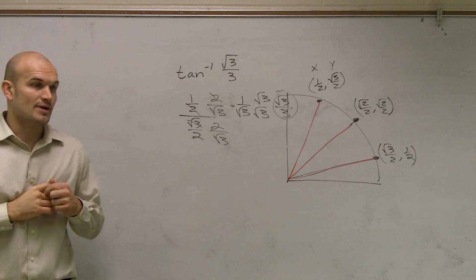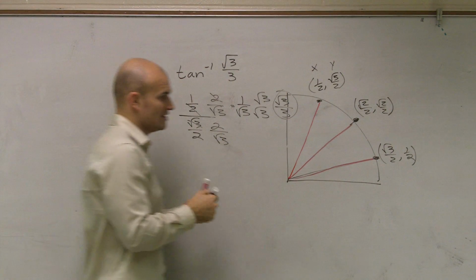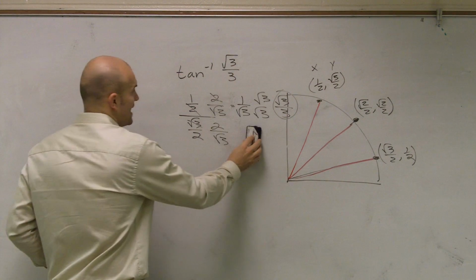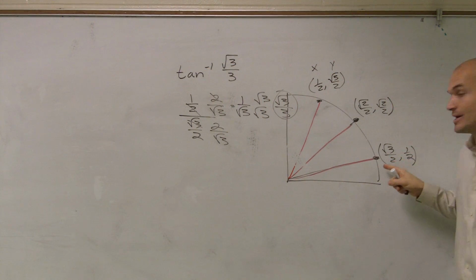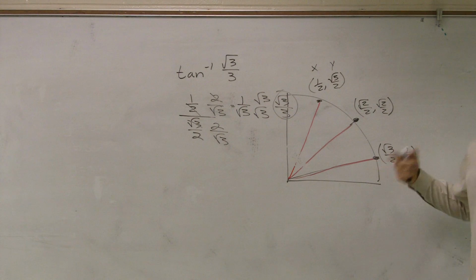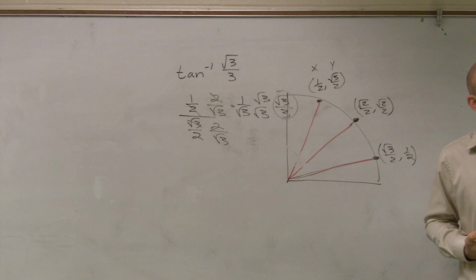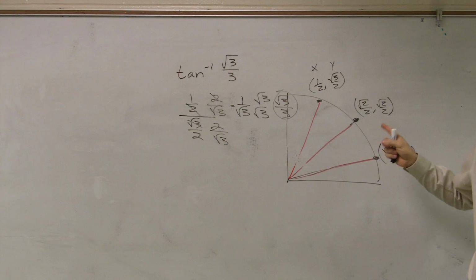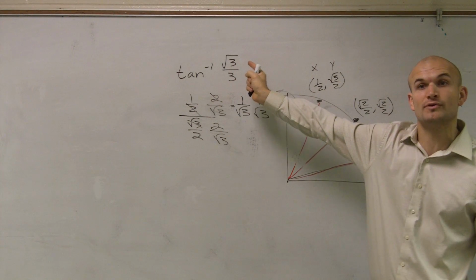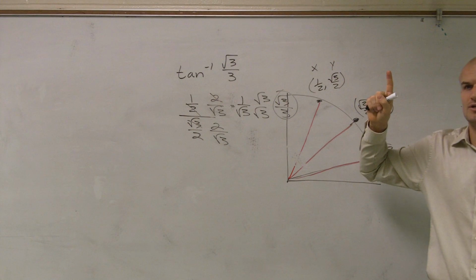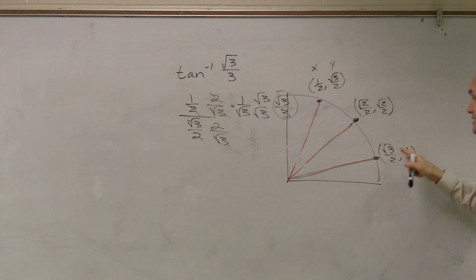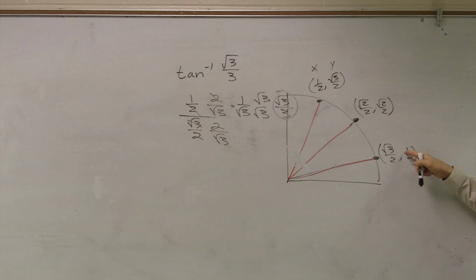Right? So now, ladies and gentlemen, we know we're dealing with this angle right here, 30 degrees, right? However, when is tangent positive? Tangent is positive not just in one angle, right? This is a positive radical 3/3. Tangent is positive in the first quadrant, and does anybody remember what other quadrant? The third. In the third quadrant, right? Because this could be a negative over another negative, right?